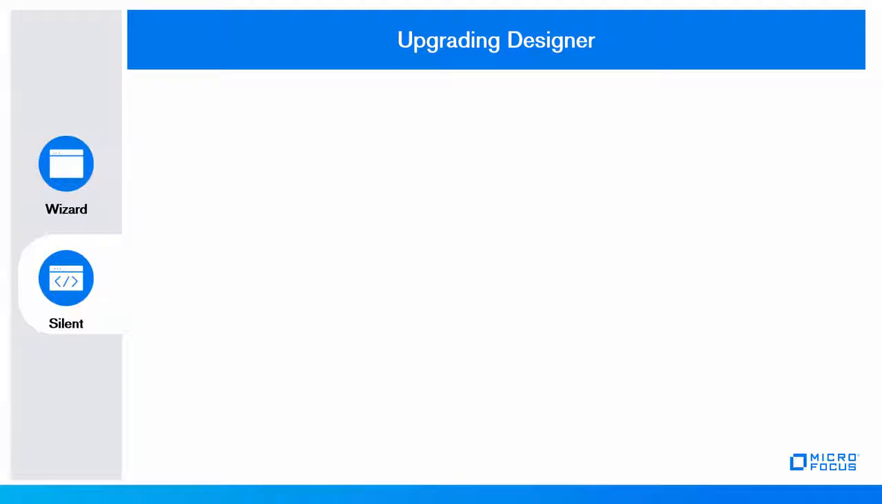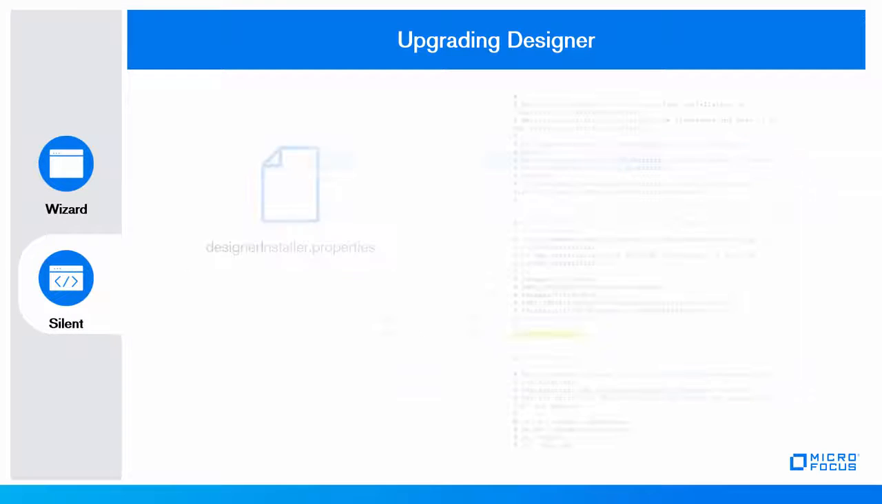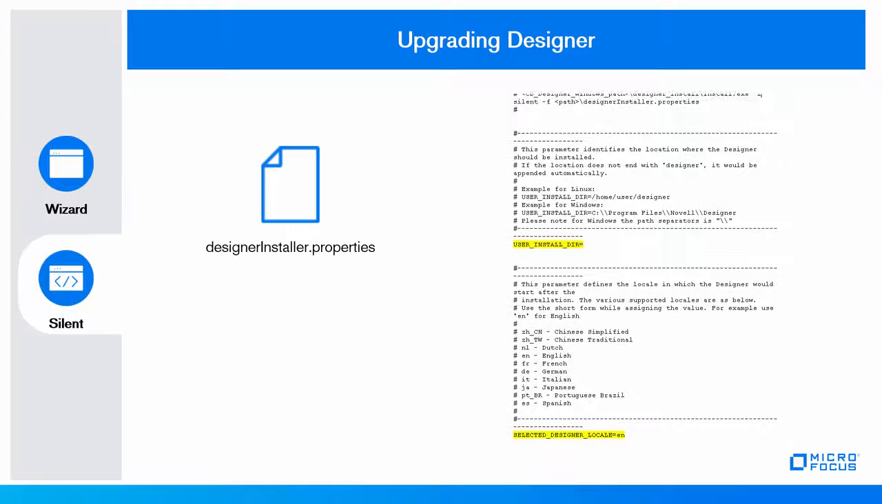In silent mode, open the silent properties in this path. In User Install dir, specify the older version of Designer path. In Selected Designer locale, specify the required language you want Designer to launch after installation.